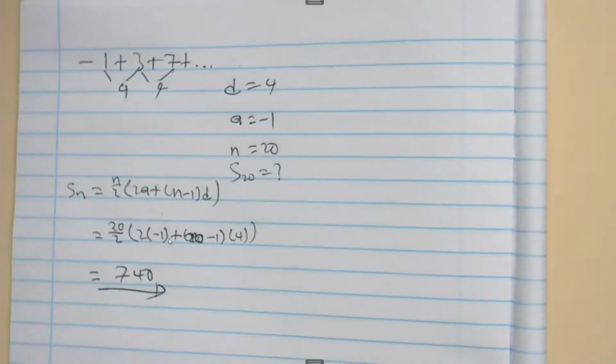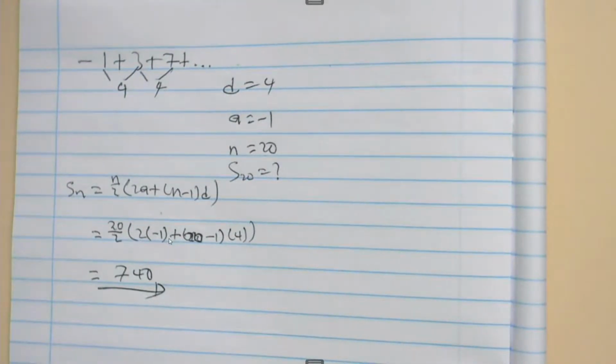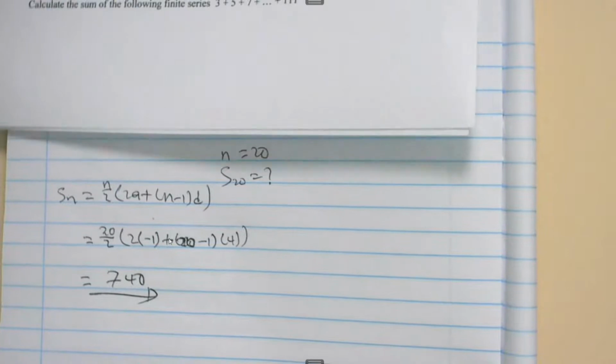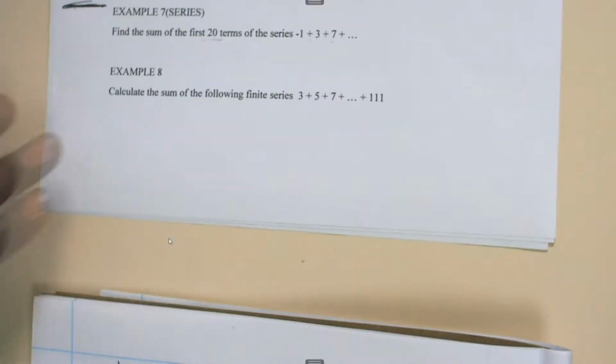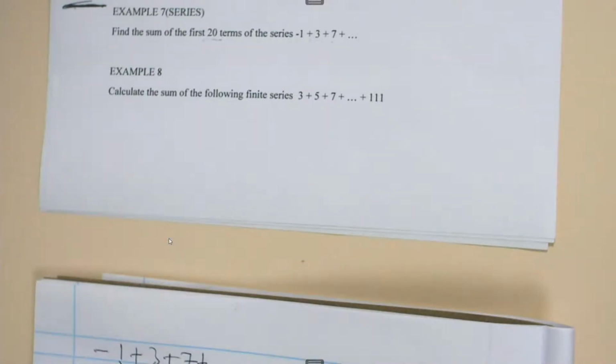The second example that we have would be this example here, example number 8, that says calculate the sum of the following finite series. The series is finite. We have 3, 5, 7, and then it goes up to the last term, which is 111. And then you are asked to calculate this sum.